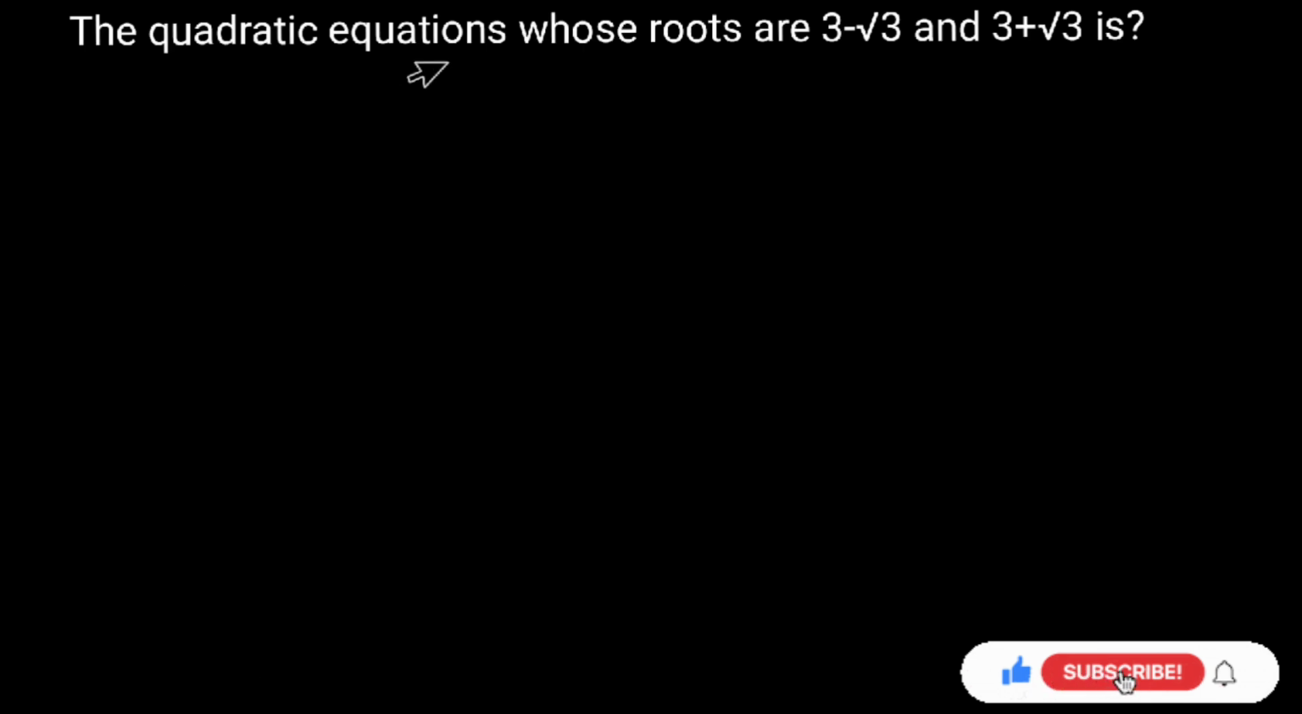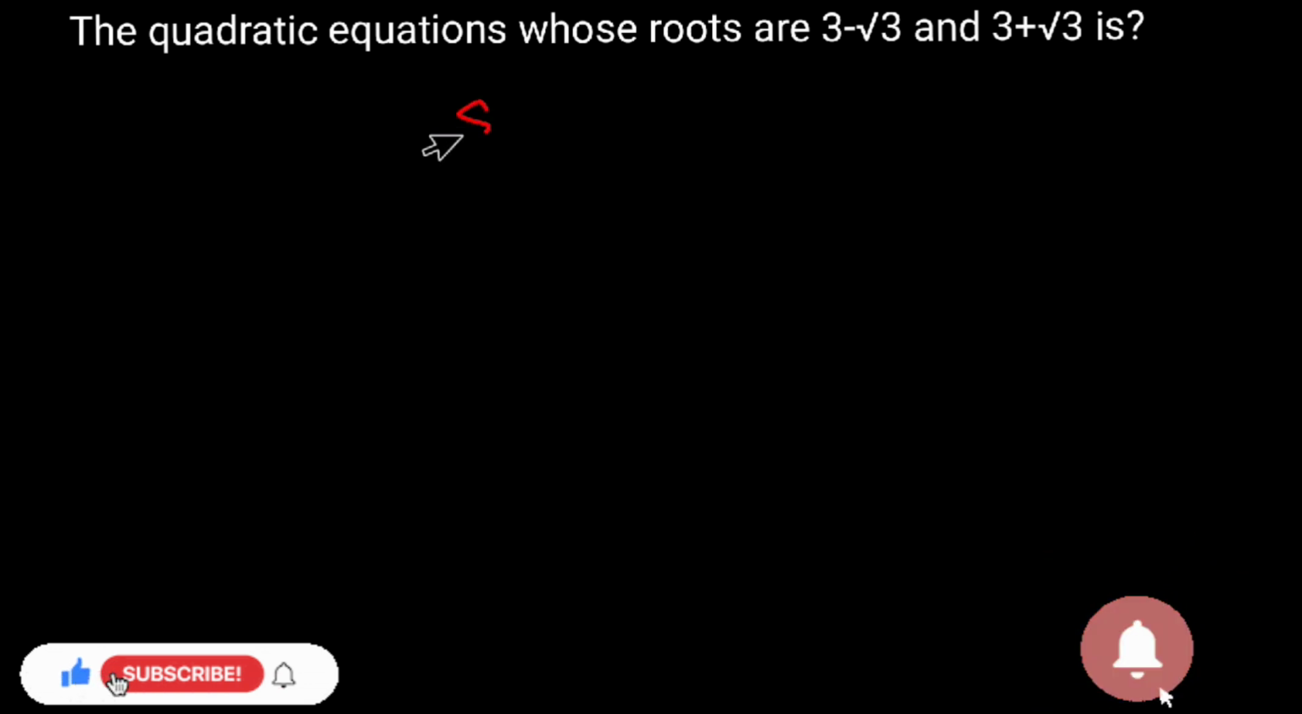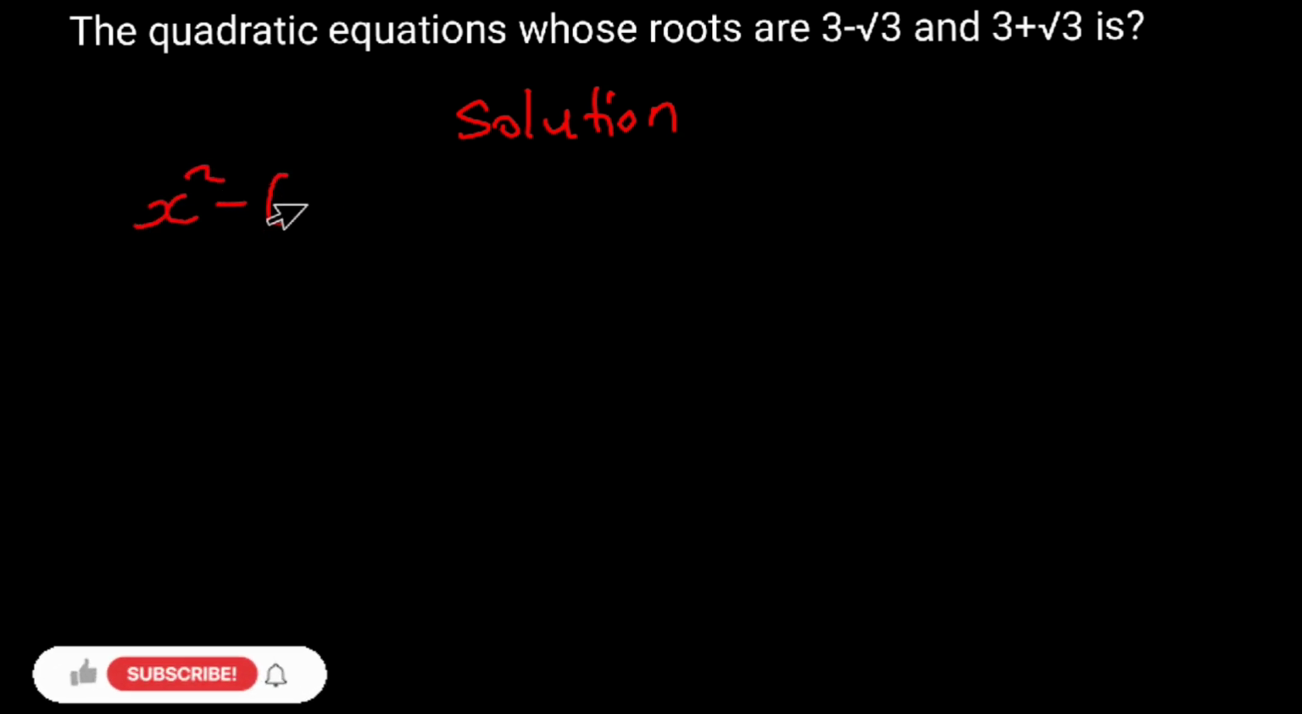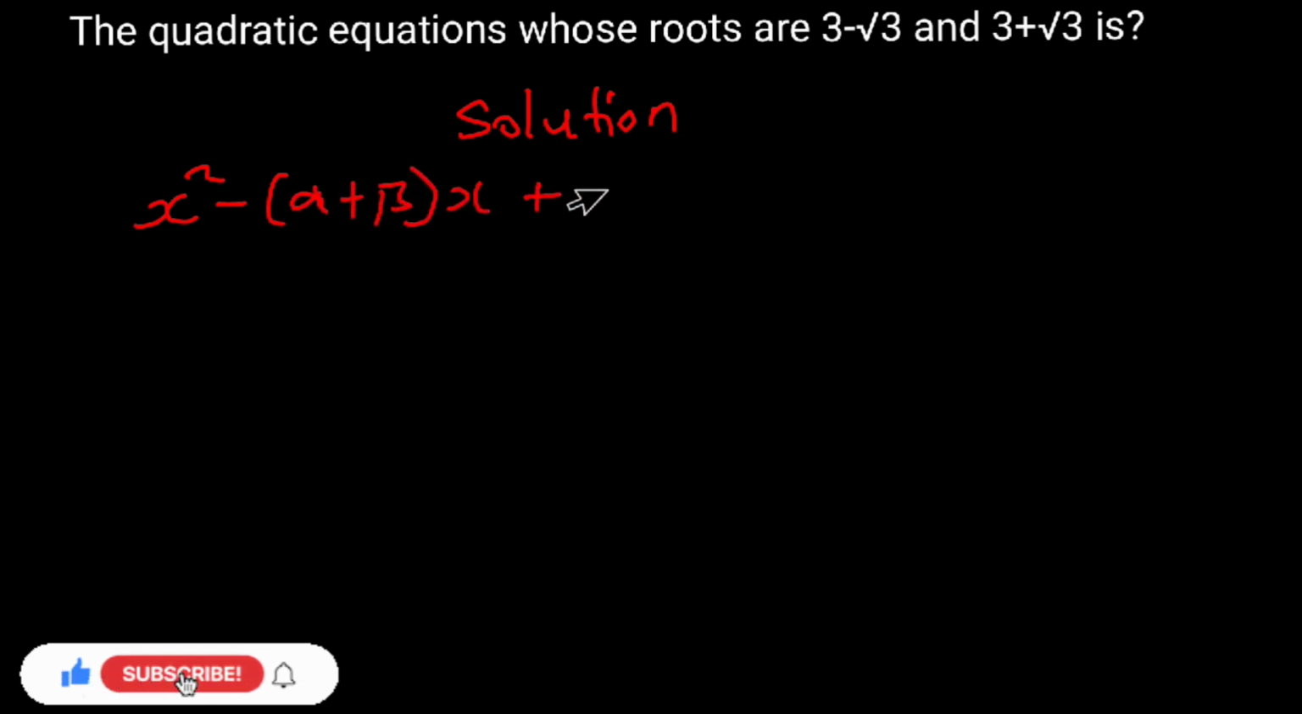The quadratic equation whose roots are 3 minus root 3 and 3 plus root 3 is what? Then solution. Now the general quadratic formula for the sum and product of roots is given by x squared minus the sum of roots, which is alpha plus beta, multiplied by x, then plus the product of roots, which is alpha times beta, then equal to 0.